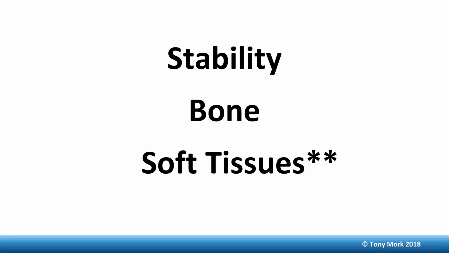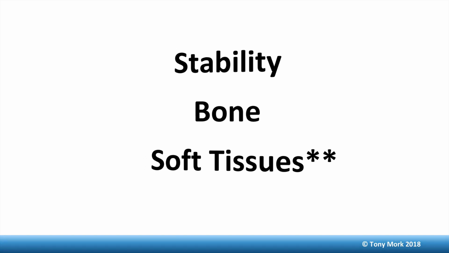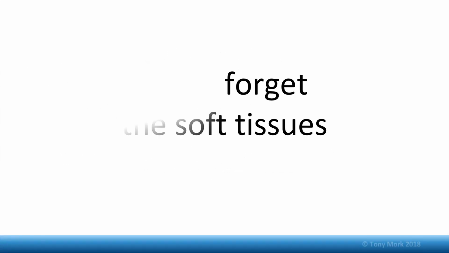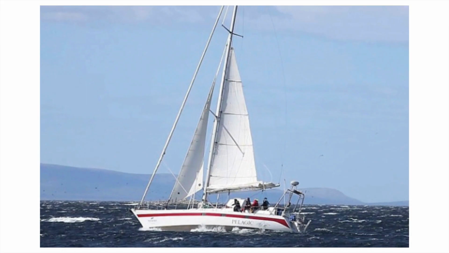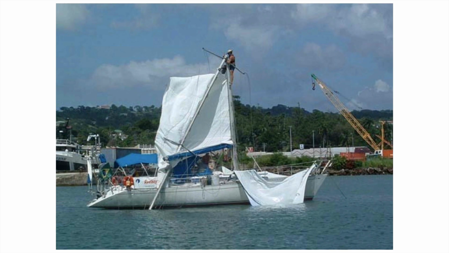Well, stability is contributed to by two things, the bone as well as the soft tissues. And I think that the soft tissues are oftentimes underappreciated. So don't forget about the soft tissues. In the example here, we see a sailboat with a lot of wind coming across the sail, and the mast is still intact. But if you divide the ropes that hold the stays that hold the mast up, a mast in and of itself is not going to remain stable.